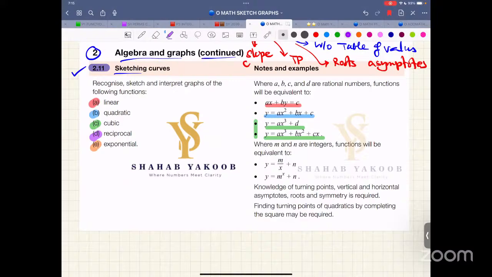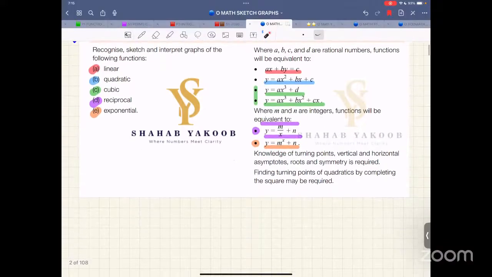And then they talk about reciprocal. So this is the reciprocal that they talk about. And the last one, that is exponential. And this is the exponential thing that they talk about. So these are the different ones. The red one is linear. The blue one is quadratic. The green one is cubic. Two formats of cubic. Reciprocal is this one. Exponential is this one. Now, what are we interested in?